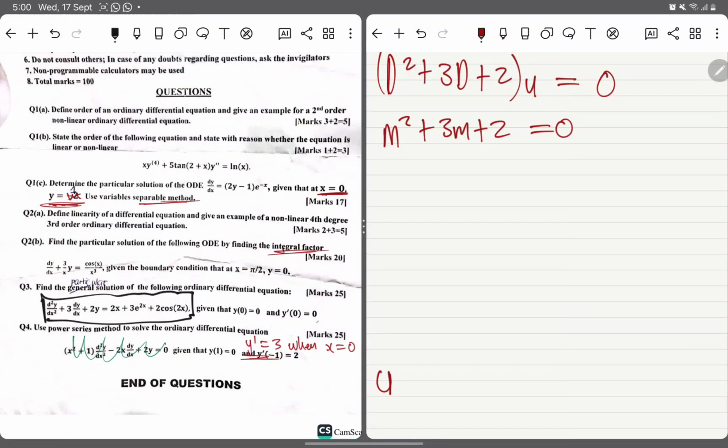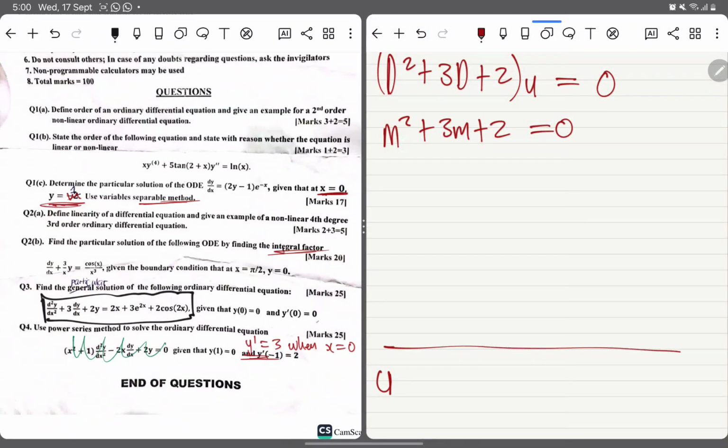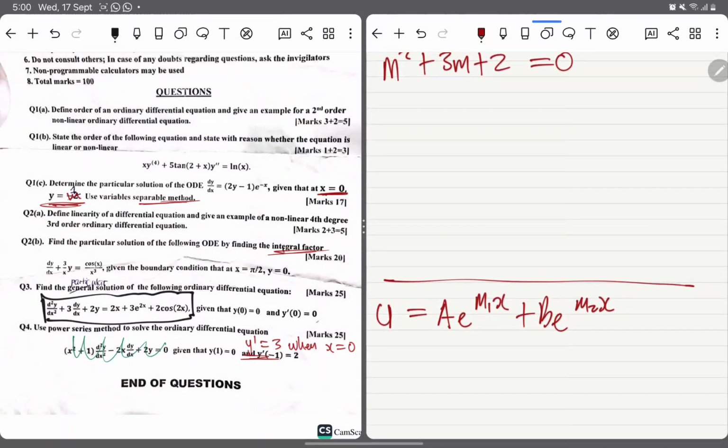It's no longer y, right? U is the one that will have those three cases. If your m is two distinct real numbers, then you say u is a e to the m1x plus b e to the m2x. That means if you get m as two numbers that are different and that are real.